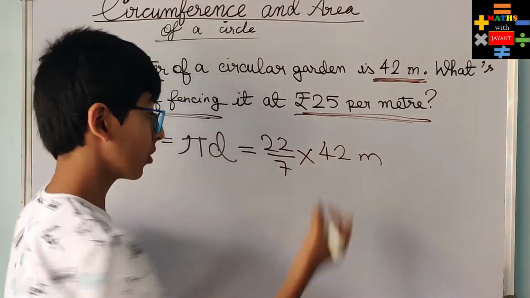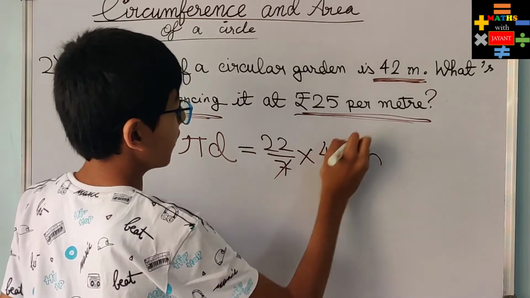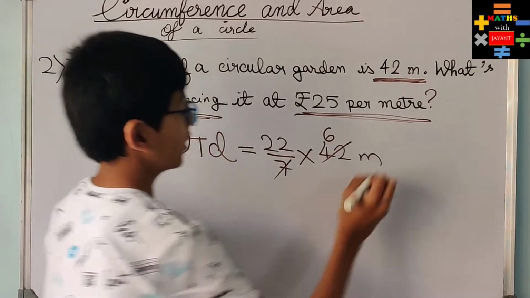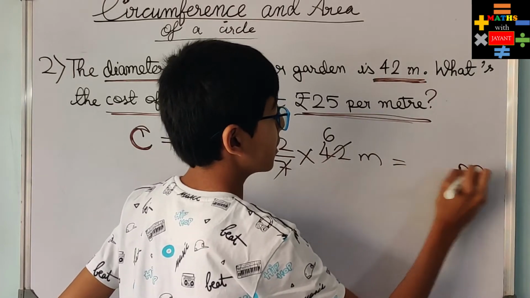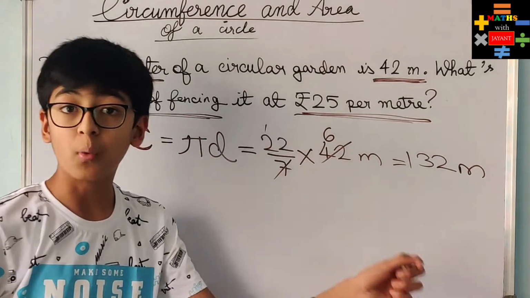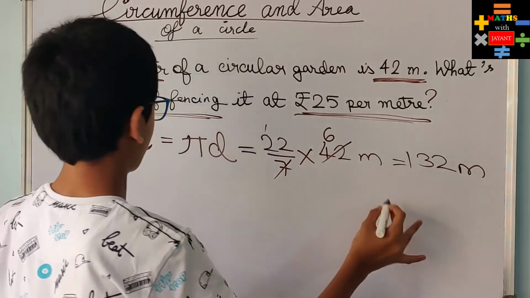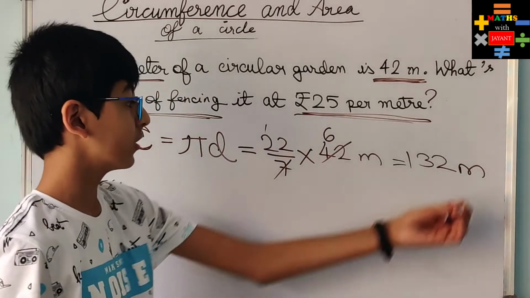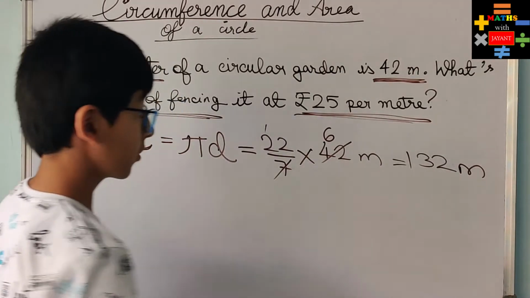Another thing we could agree on. So 7 and 42 I could cancel. This becomes 22 into 6. So in meter, 2 6s are 12, 1 is 13. We get 132 meters as the diameter of our garden.